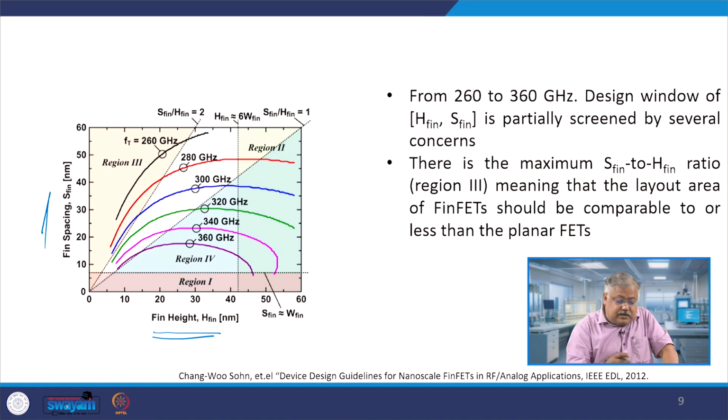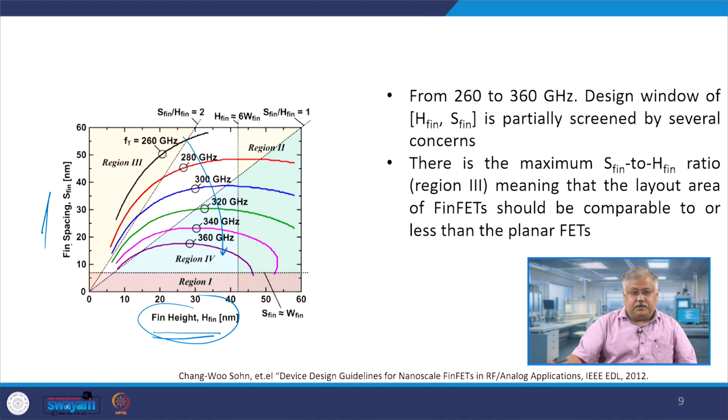And as the operation frequency goes on increasing, you see the graph actually shifts to the bottom, right. Not only does it shift to the bottom, but it tends to become more and more divergent for a large value of fin height for the same value of fin spacing. And therefore, typically what we see is, if you look at region number 3 and region number 1, region number 1 is the one where typically you require S-fin to be approximately equal to W-fin, and you do not operate below this. This is sort of the lowest, most critical design parameter.